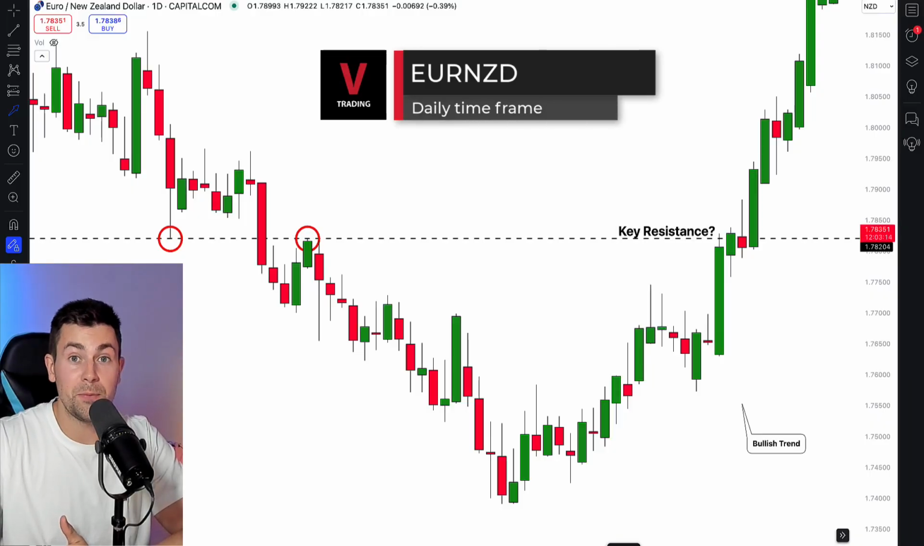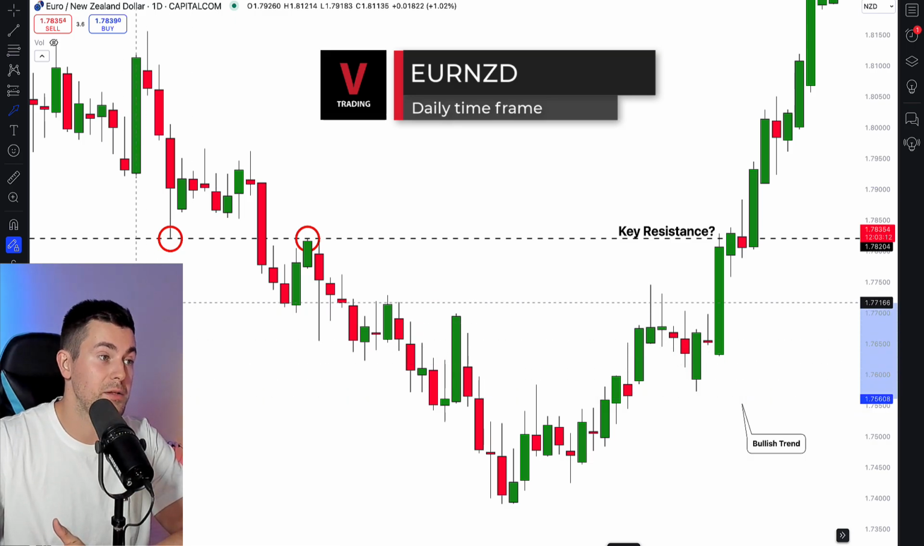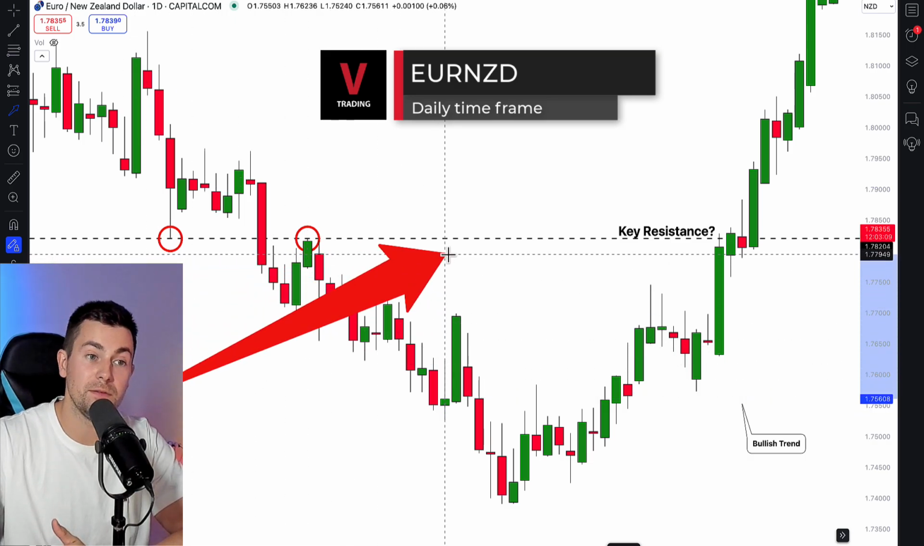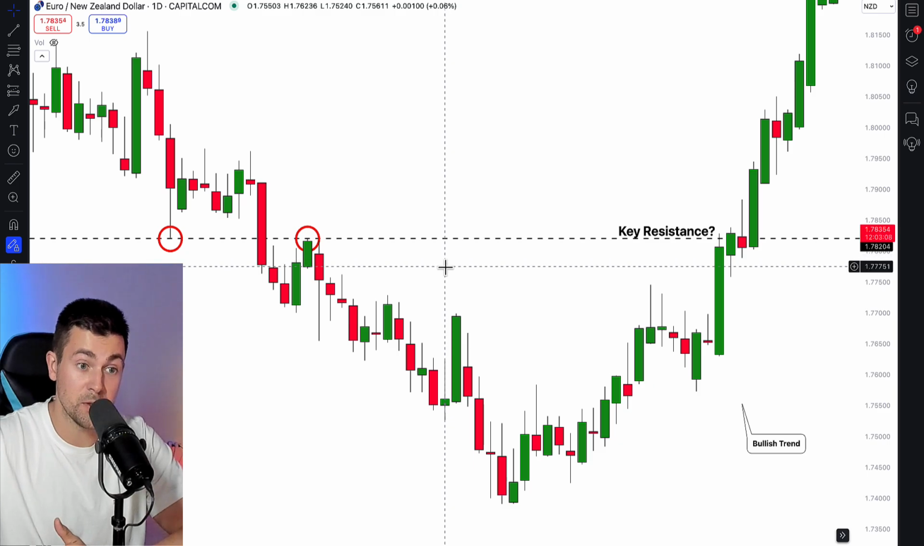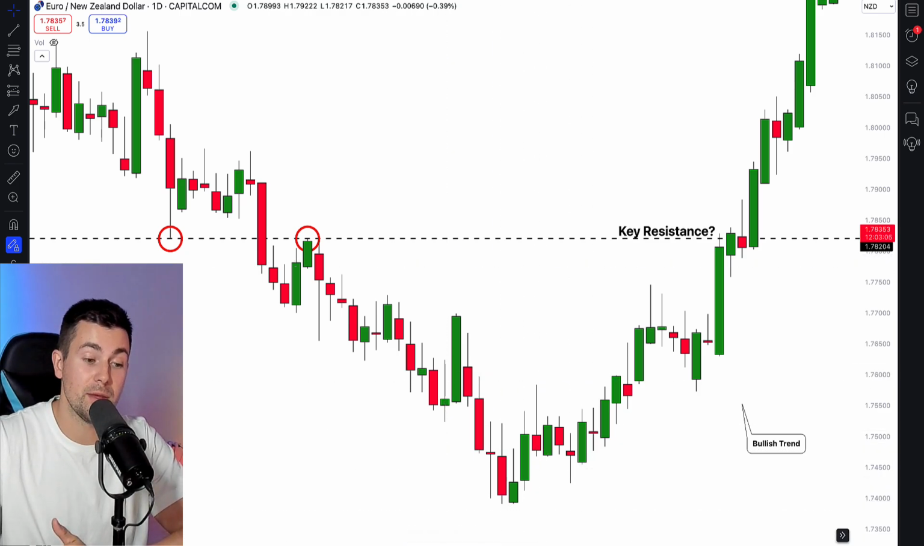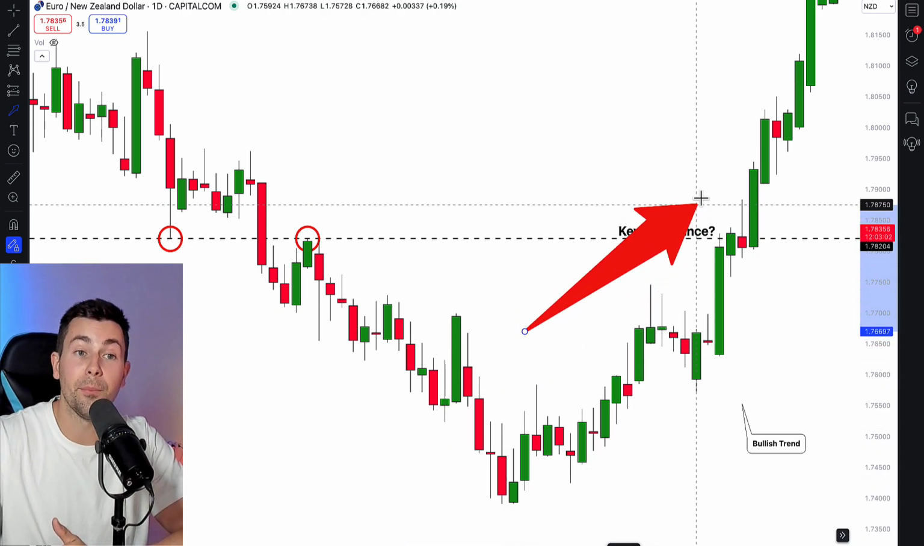Look at Euro New Zealand pair on a daily. You can see that here we have a very significant horizontal structure resistance. But at the same time, we can see that the market is now trading in a bullish trend.